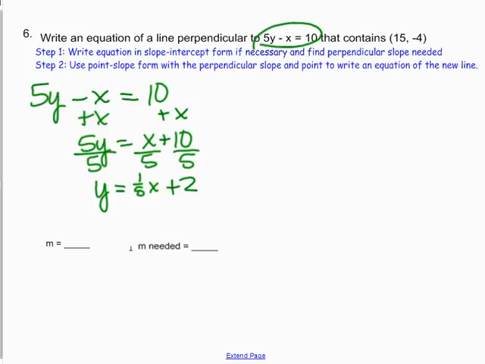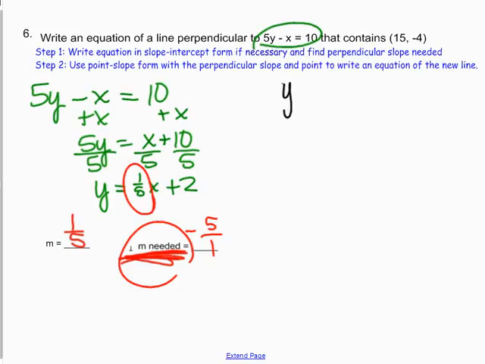Now, what is the slope that I need for this line? The slope of this line is 1/5. The slope I need for perpendicular, since this is a positive number, is going to have to be a negative number, so it's going to be -5/1. That's the slope I'm going to put into the point-slope formula. Remember, the point-slope formula is y minus y1 equals m times x minus x1.